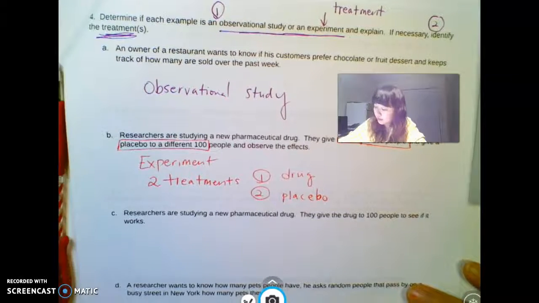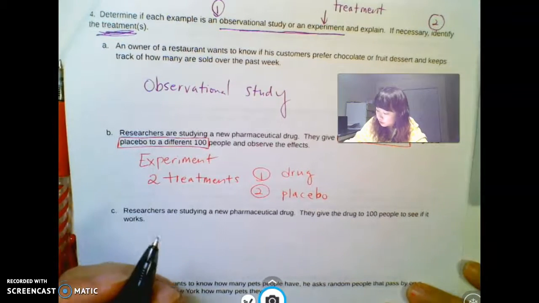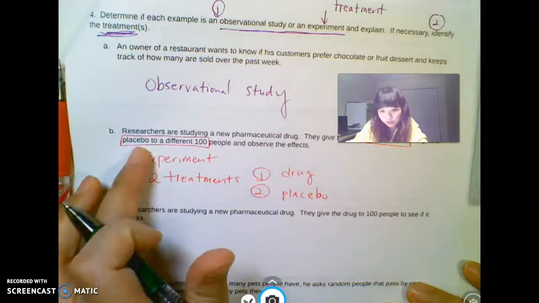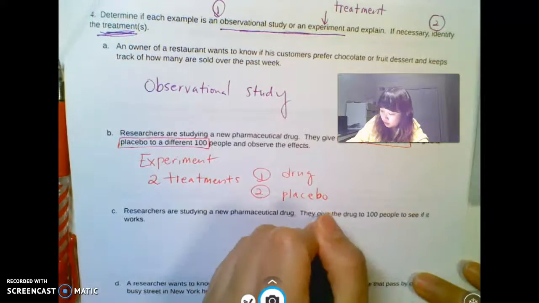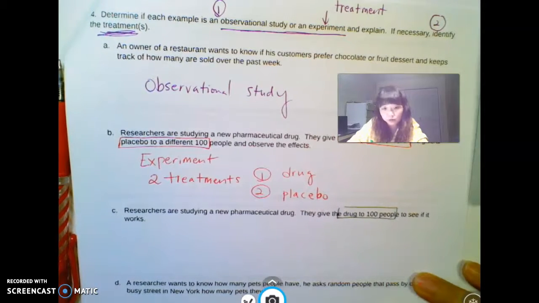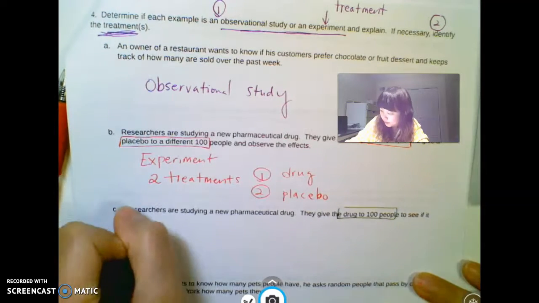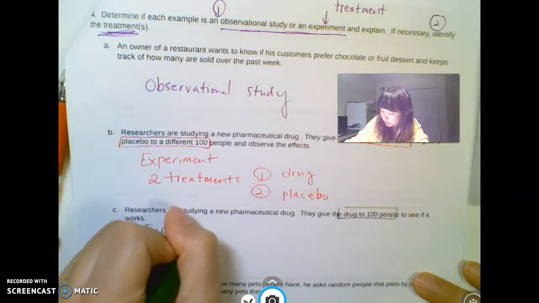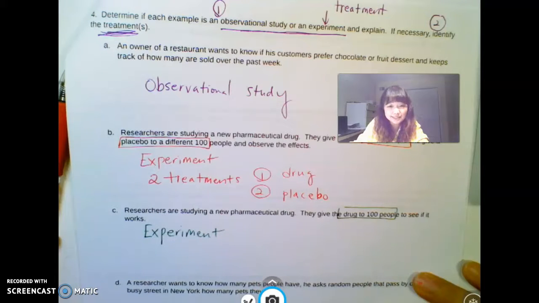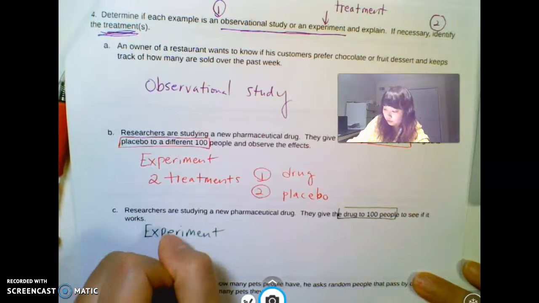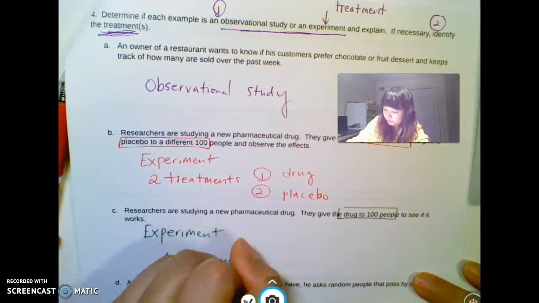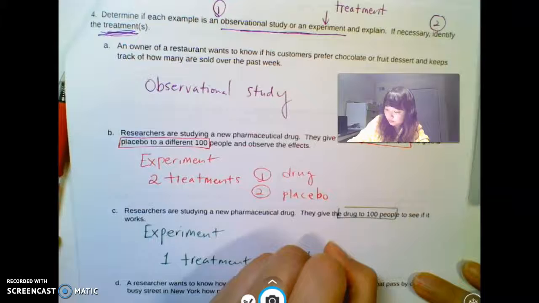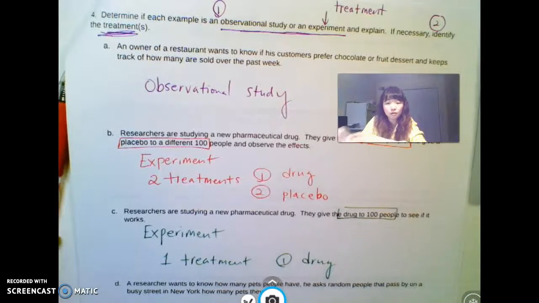C. Researchers are studying a new pharmaceutical drug, just like that. They give the drug to 100 people to see if it works. What's the difference between B and C? Yes, it is an experiment, just like B. However, there is only one treatment, right? It's just a drug. They had one group, gave them a drug, done. They didn't do the other options.